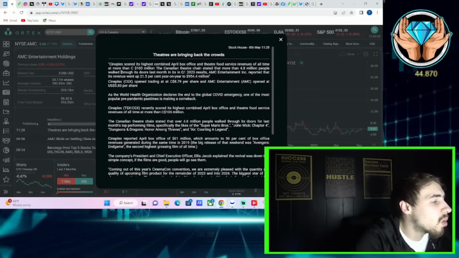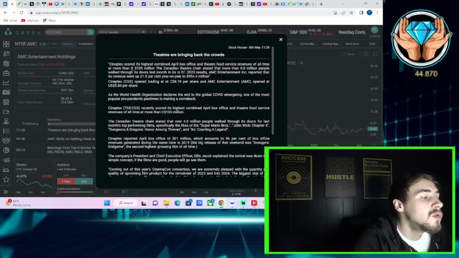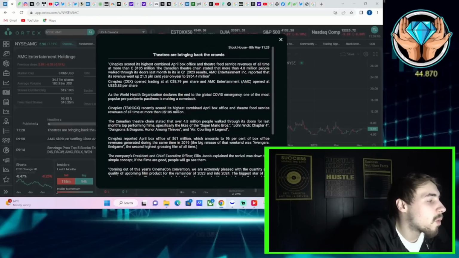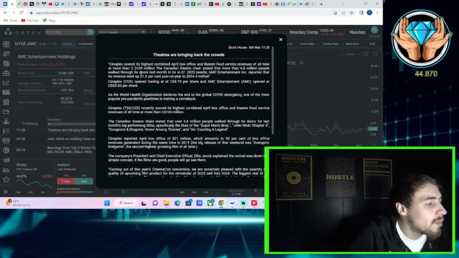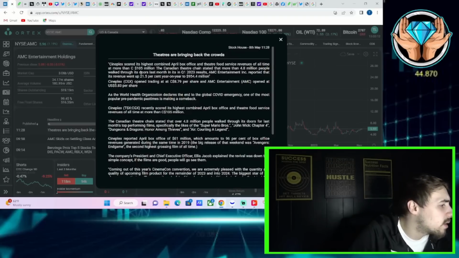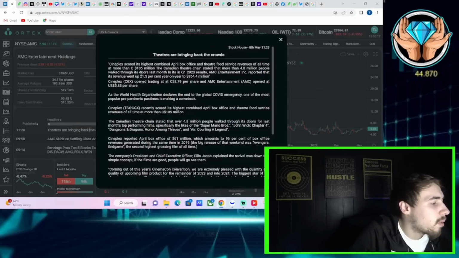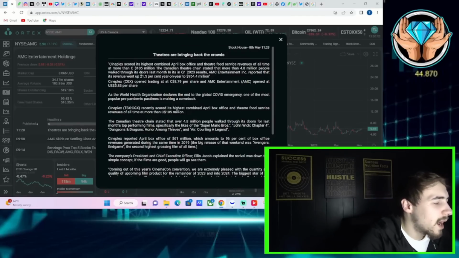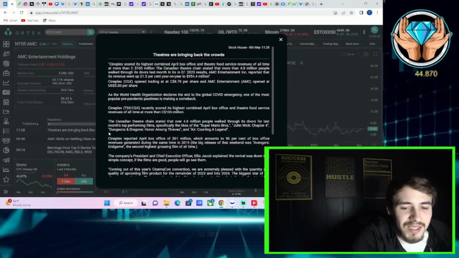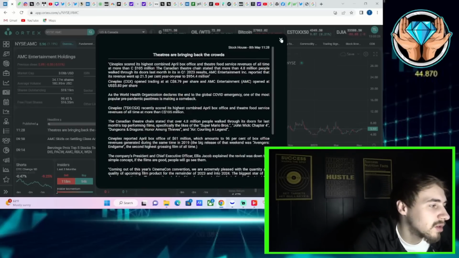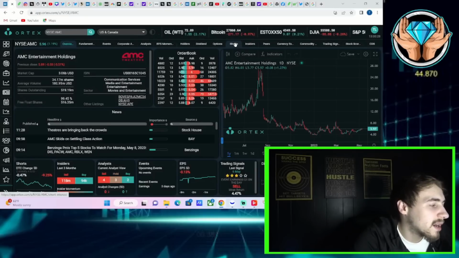It says Cineplex scored its highest combined April box office and theater food service revenues of all time at more than $105 million. The Canadian theater chain stated that more than 4.8 million people walked through its doors last month in its Q1 2023 results. AMC Entertainment reported its revenue grew by 21.5% year on year to $954.4 million. So, definitely a positive development to see other theater operators having positive results as well, again supporting the box office recovery.